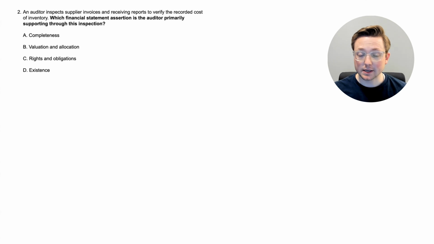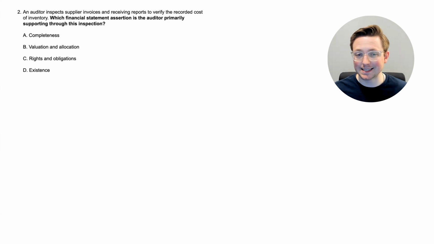An auditor inspects supplier invoices and receiving reports to verify the recorded cost of inventory. So again, what assertion are they trying to support with this inspection? So we're not talking about observation, we're talking about inspection. Let's go through the options. Option A, completeness. Option B, valuation and allocation. Option C, rights and obligations.